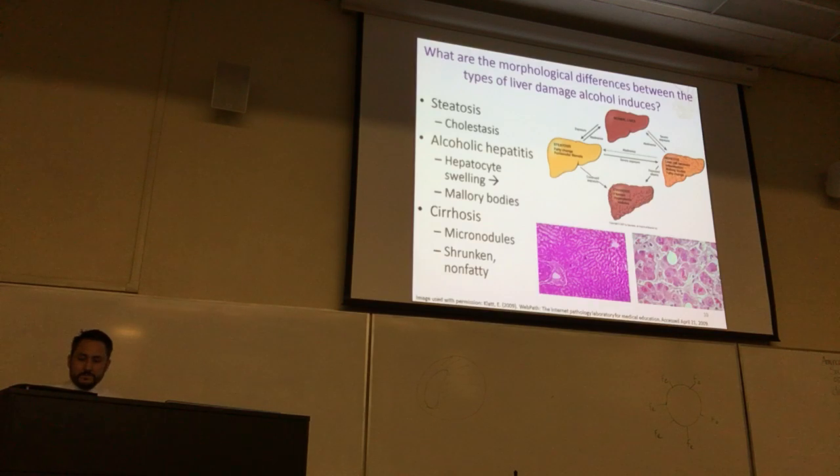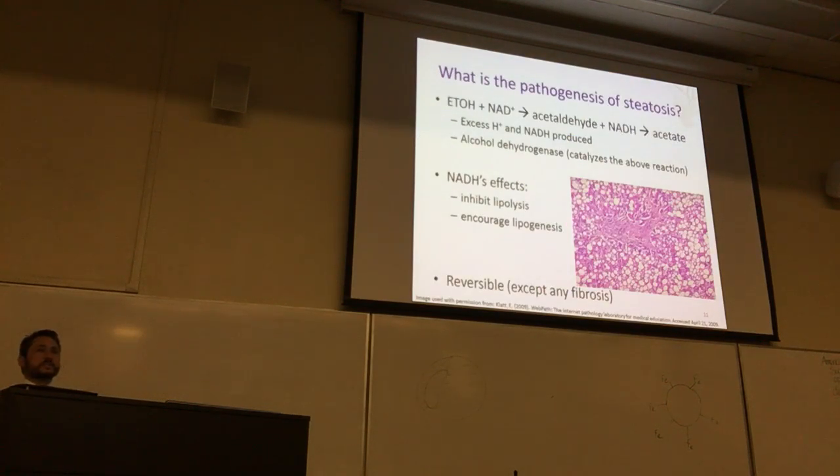So if we look at the pathogenesis of the first stage, steatosis. So this is our alcohol consumption reaction, right? So we've got ETOH, alcohol, in the presence of NAD+, leads to acetaldehyde, NADH, which leads to acetate. This is how you detoxify alcohol, right?